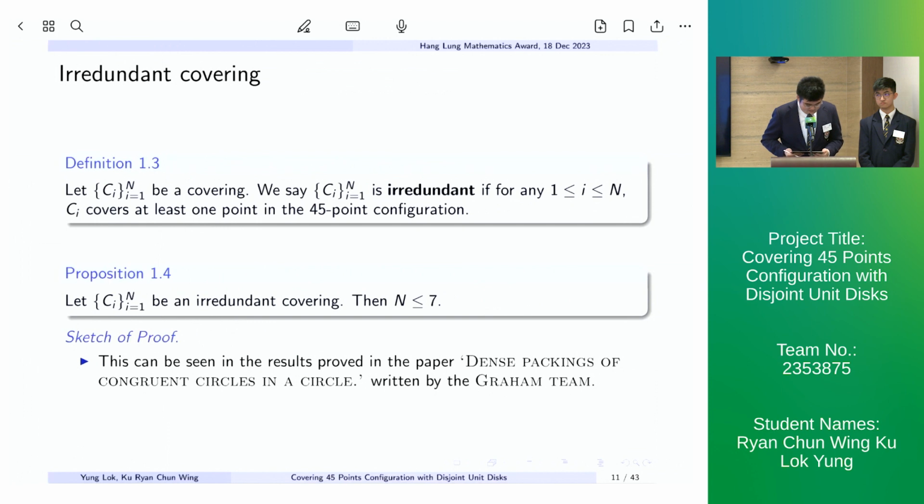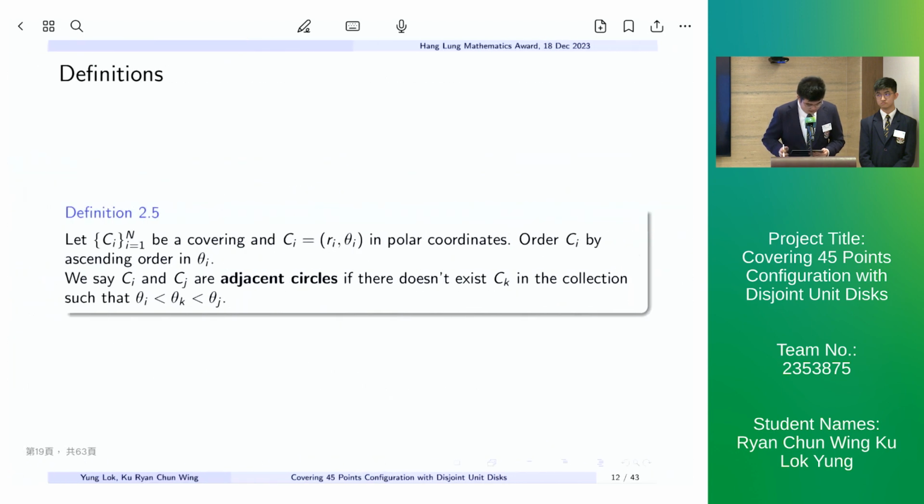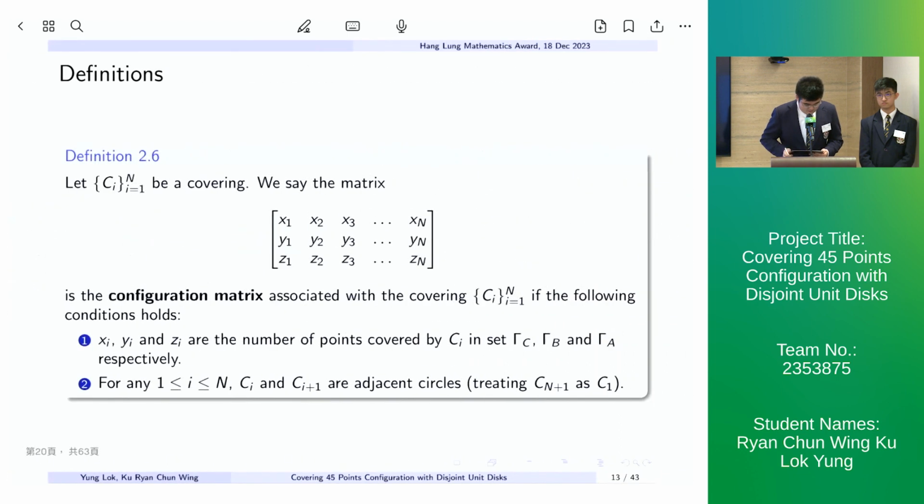Immediately, we can say that if there exists an irredundant covering of disks, n is less than or equal to 7. We proved this using the results in a paper written by the team of Graham. We also define what we mean by adjacent circles, which means putting their angles in order of their polar forms. We then define the configuration matrix in order to systematically consider different combinations of collection of disks.